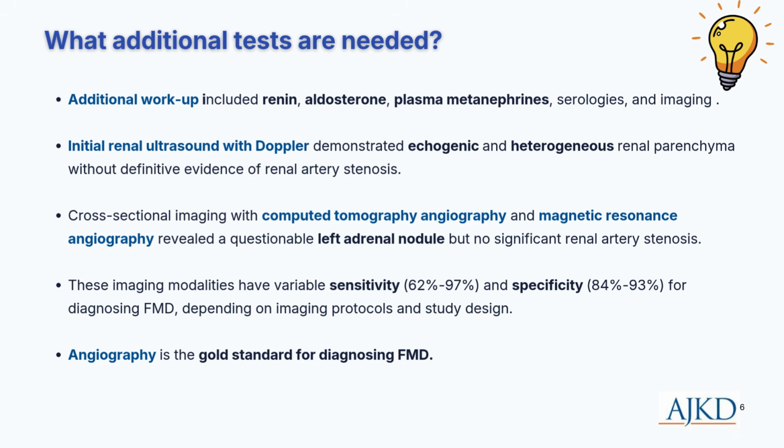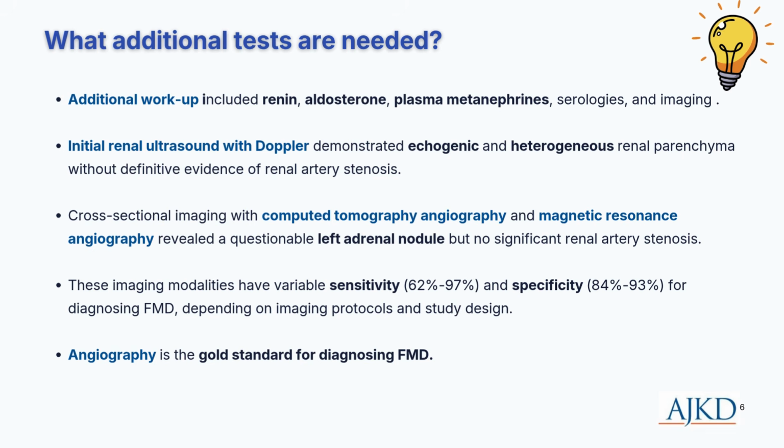The initial renal ultrasound with Doppler showed an echogenic heterogeneous kidney, but without clear evidence of renal stenosis. This is a classic example of how ultrasound gives you a hint but not the full picture. Cross sectional imaging with CTA and MRA went a bit further. They picked up a questionable left adrenal nodule, but again, no convincing renal artery stenosis was found.